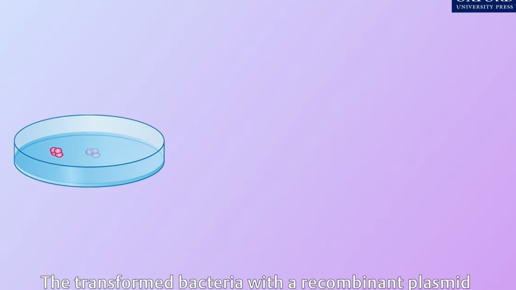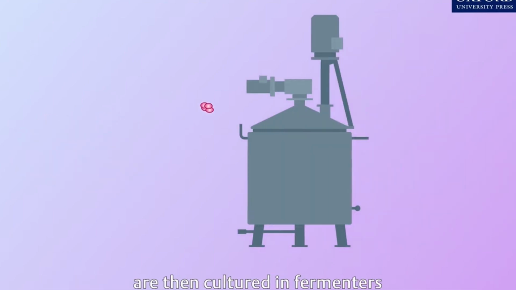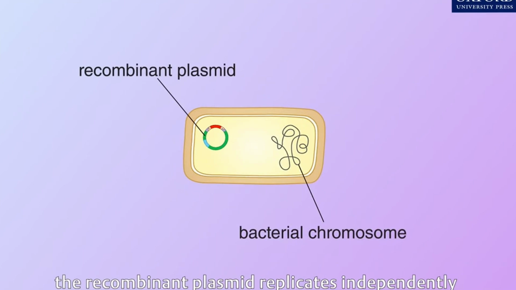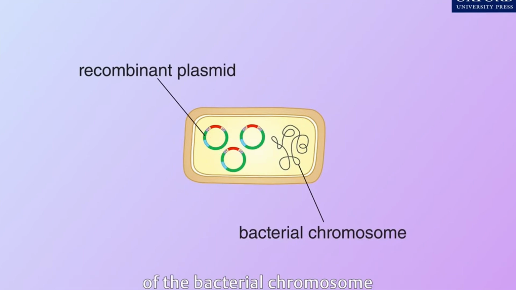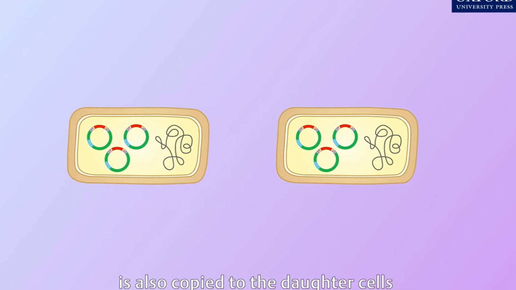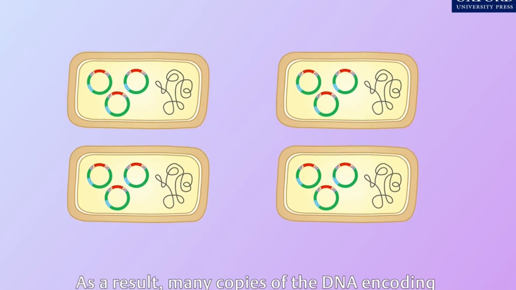The bacteria cells that produce white colonies express the human insulin gene and produce the hormone insulin, and are later further cultured in fermenters. The recombinant plasmids replicate independently of the bacteria chromosome. When plasmids divide, they are also copied to the daughter cells. As a result, many copies of the DNA encoding human insulin are produced.